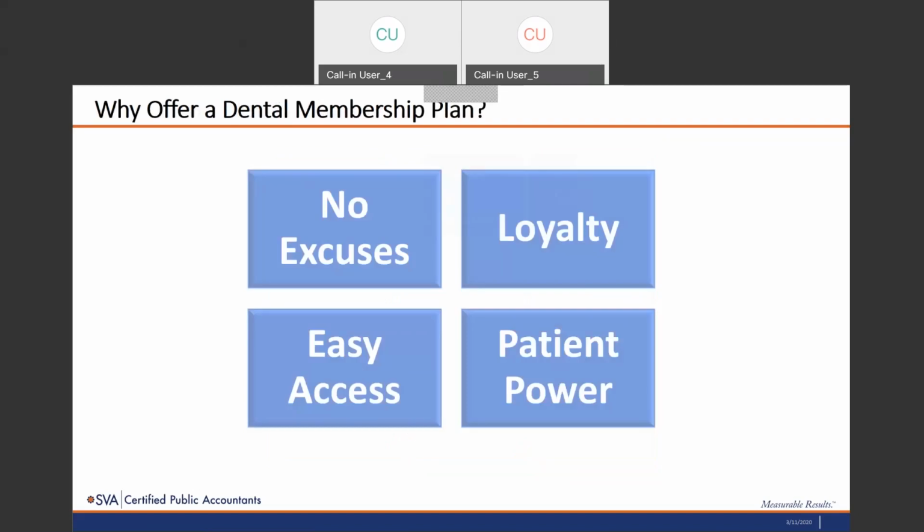So why might your practice want to offer a dental membership plan and have that available to your patients? The first one is it takes a lot of excuses off the table for why patients might not want to accept the treatment plan you're proposing.